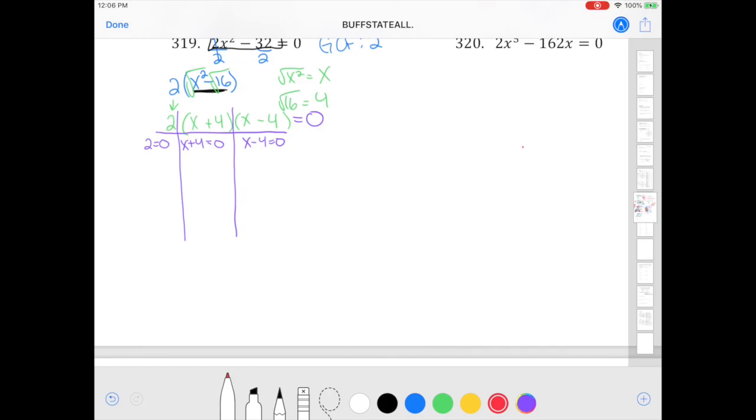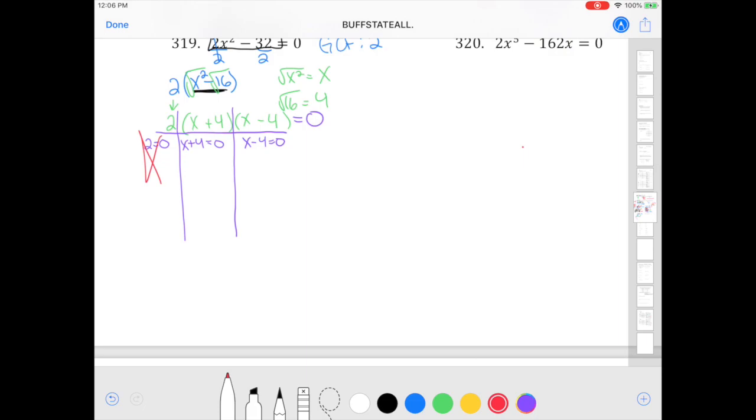Now, think for a second. What's going to happen with that 2 equals 0? It just happened in the last example. Hopefully you did that. There is no x to solve for, so there's nothing to do with it. It's gone. It's out of the way. Nothing to solve there.